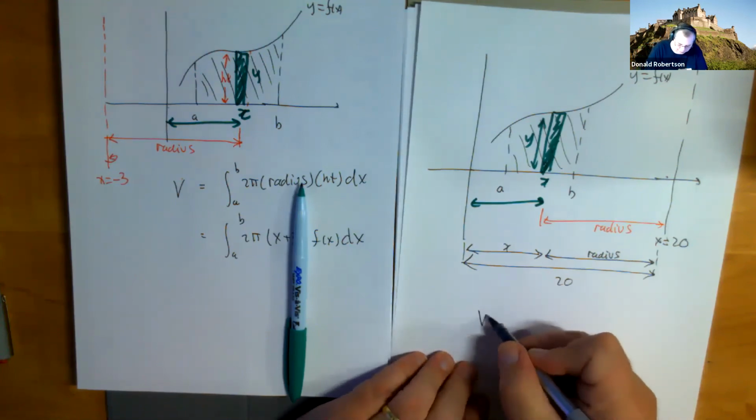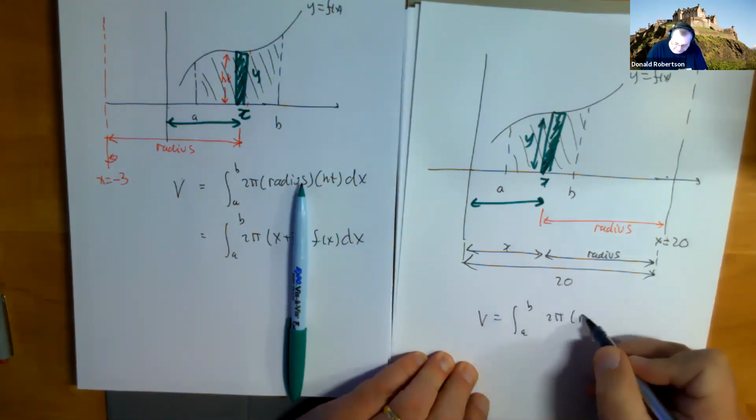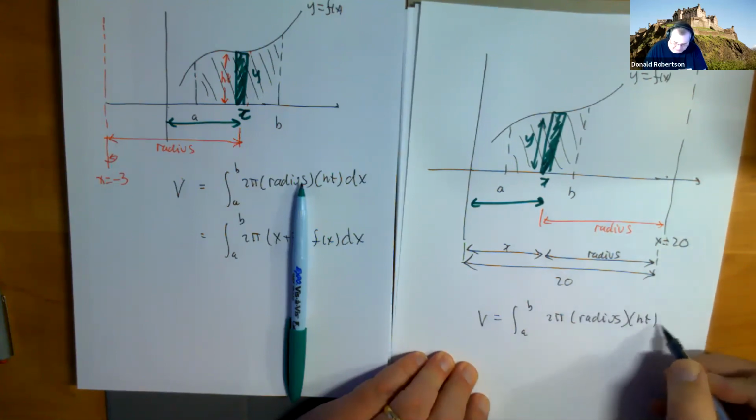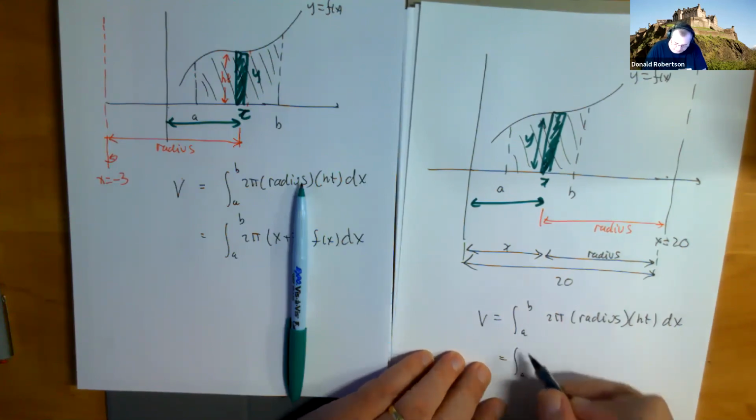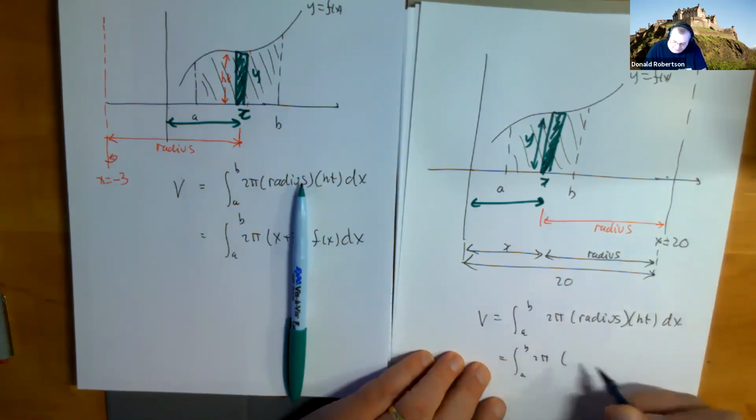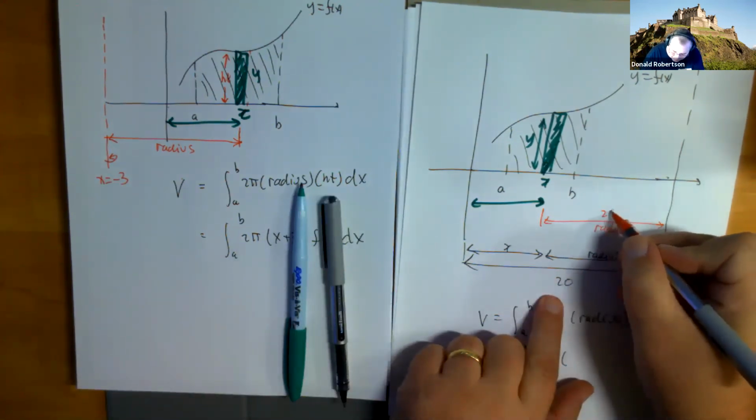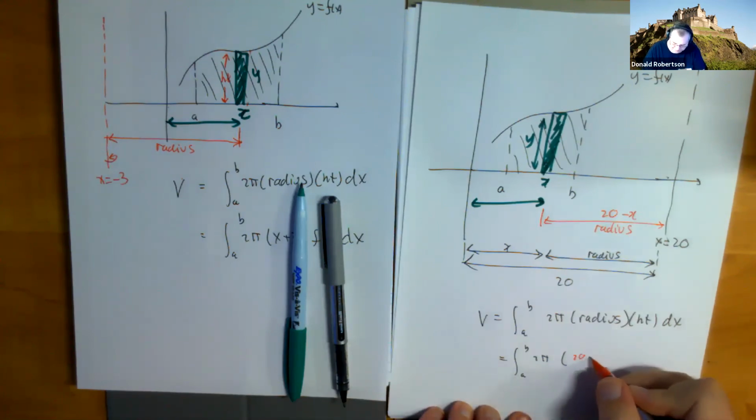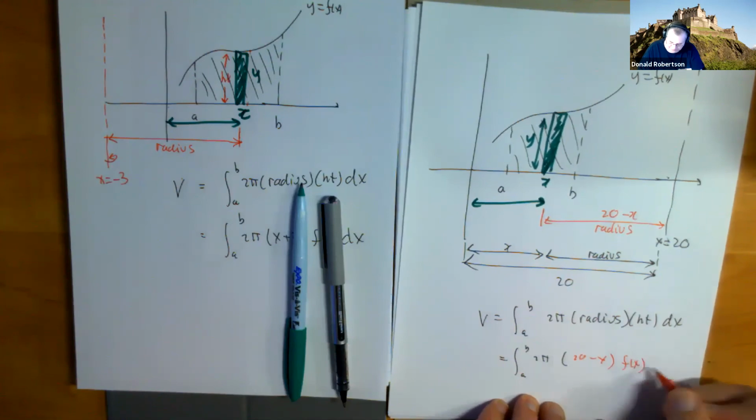And so when you do your integral from A to B, 2 pi radius height dx, you're really just going to do, oh, I forgot to write that down. The radius would be 20 take away x. And won't the height just be the value of the function?